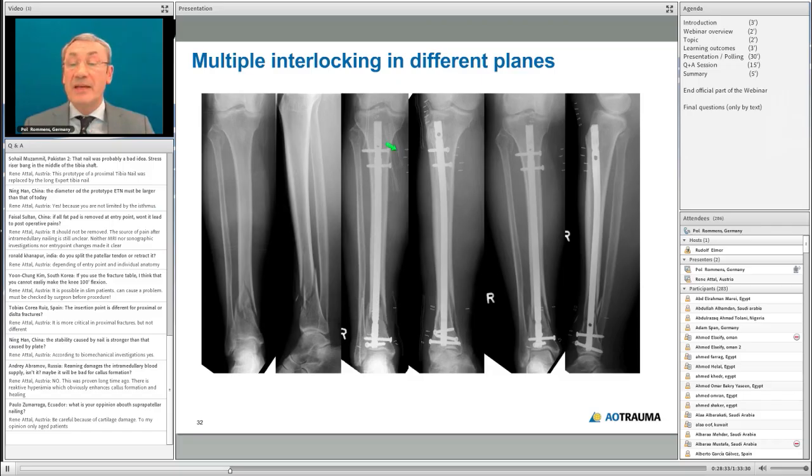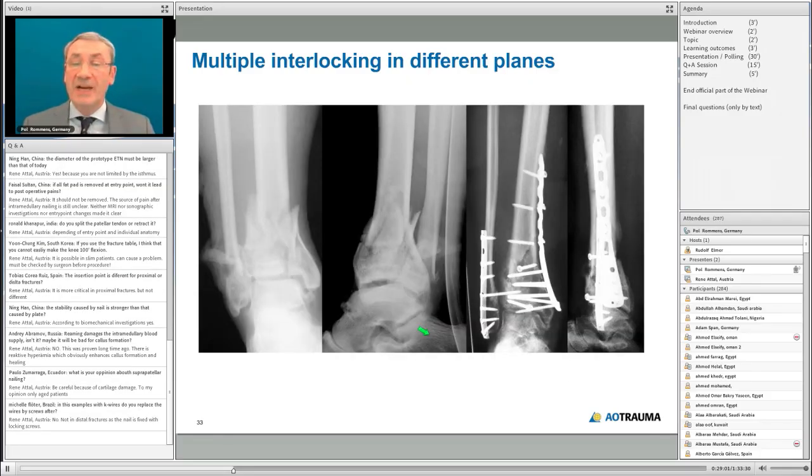Here you see a very distal tibia fracture, a multifragmental tibia fracture that is treated with an antegrade expert tibia nail, and we recognize again the triple interlocking in the distal fragment and the central placement of the tibia nail in this distal tibia fragment.